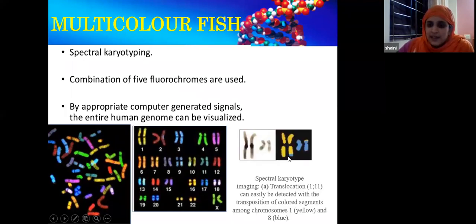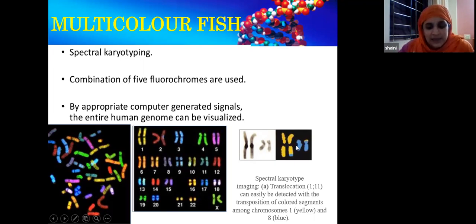See, this is an example here. Now, this is translocation. This is chromosome 1, whereas this is chromosome 11. A part of chromosome 11 is translocated to chromosome 1, and a part of chromosome 1 is translocated to chromosome 11. So, this is a translocation chromosomal aberration. These are easily picked up by spectral karyotyping.